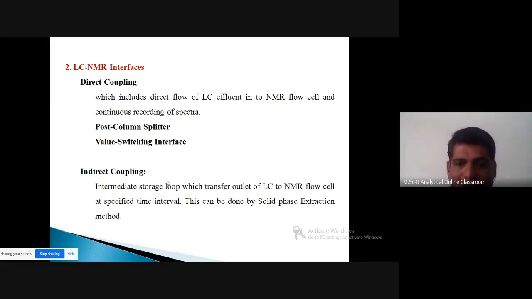Okay, so this is called indirect coupling, and this technique can be done by the solid phase extraction method. Okay, we will see what is meant by solid phase extraction.